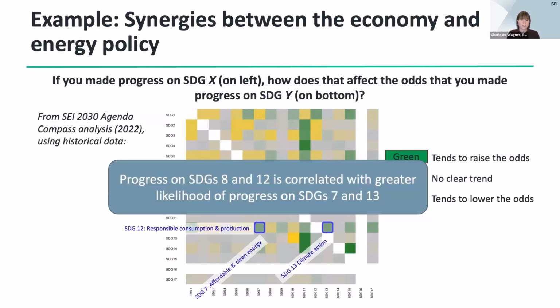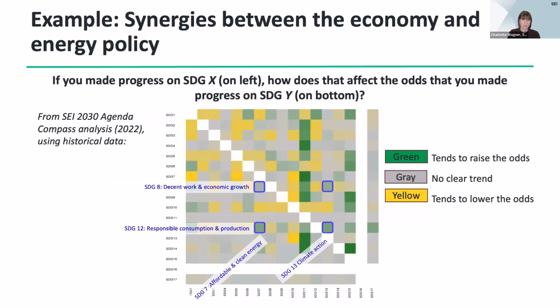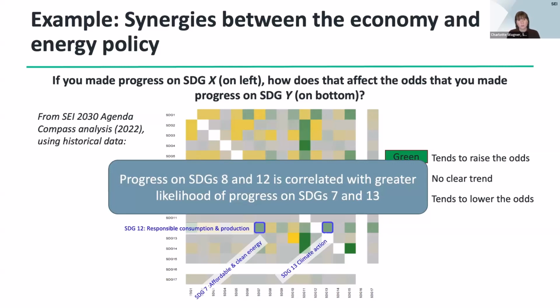And so what this analysis found is that progress on SDGs 8 and 12, responsible consumption and production, and decent work and economic growth, were correlated with a greater likelihood of progress on affordable and clean energy. And you can also reverse this and think the likelihood of, or the progress on, affordable and clean energy and climate action increase the likelihood of also making progress on responsible production and consumption in these.